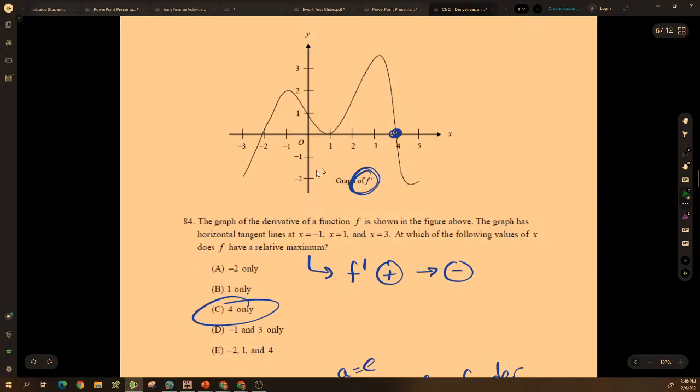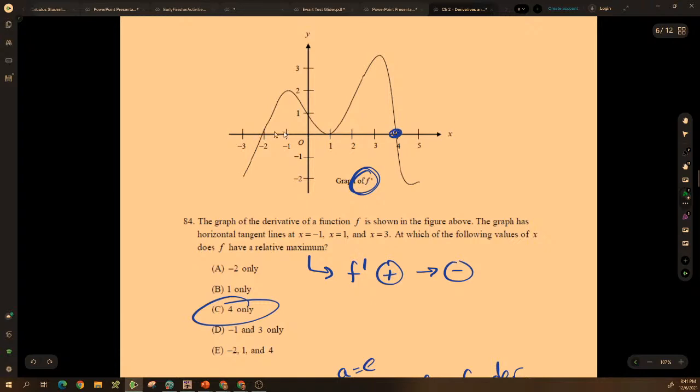All right, next up, we have another graph of f prime. And in this case, they're asking us, where does f have a relative maximum? So where does f have a relative maximum? We just need to remember, we talked about it up above, that relative maximums occur when f prime changes from positive to negative. So above the axis to below the axis, that's at 4.